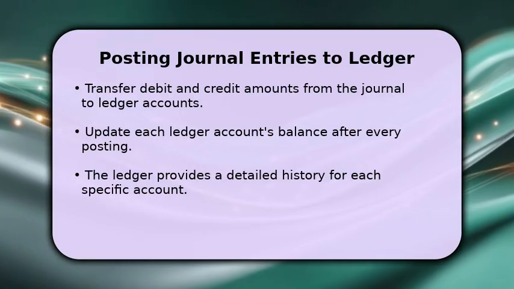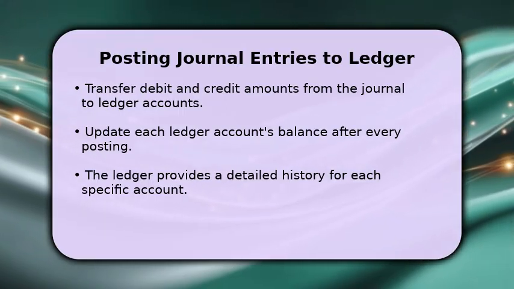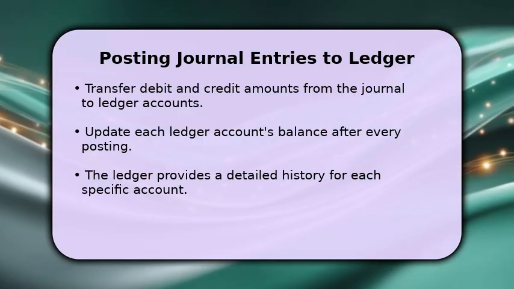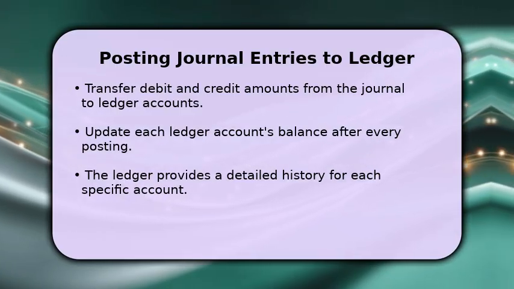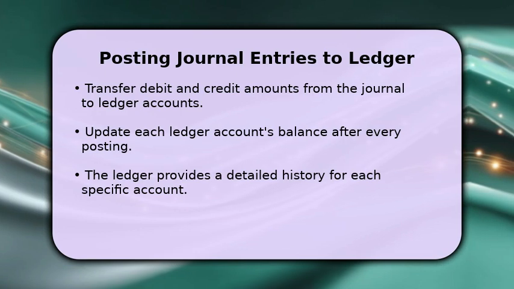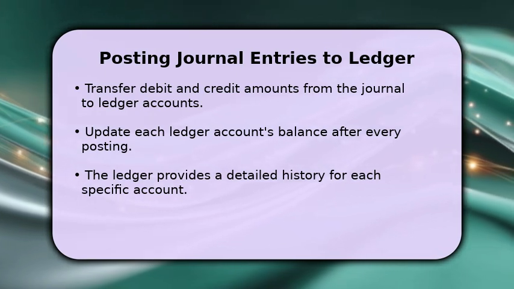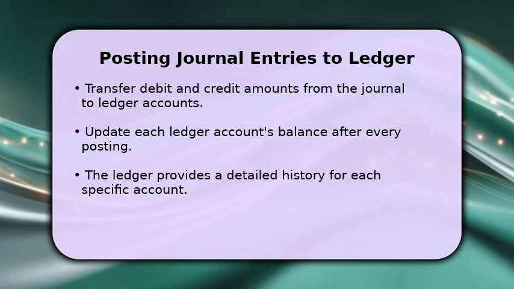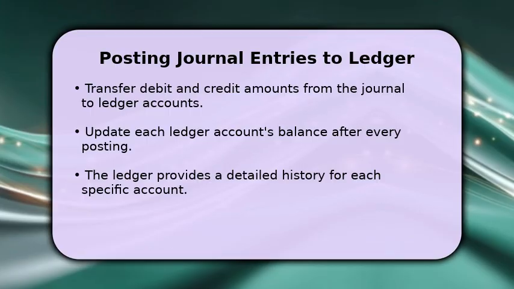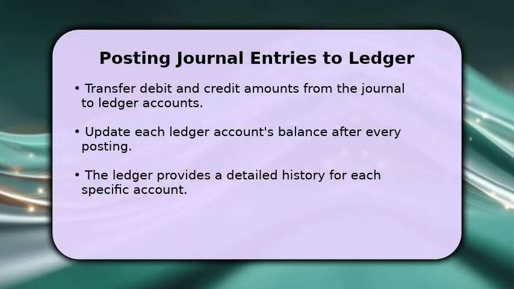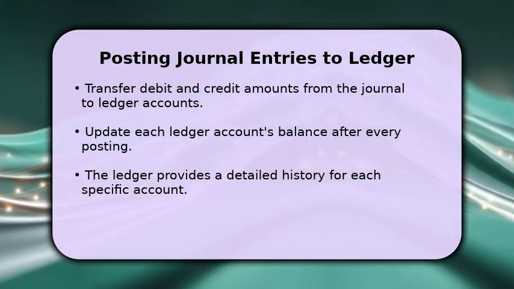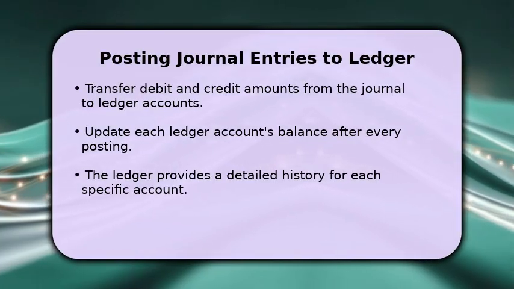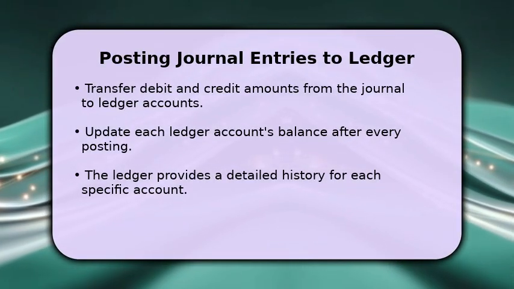Finally, let's walk through the posting process. For each journal entry, you'll take the debit and credit amounts and transfer them to their respective accounts within the general ledger. After each transfer, make sure to update the balance of that specific ledger account. This systematic posting ensures that your ledger accurately reflects all financial movements, giving you a comprehensive and detailed history for every account.